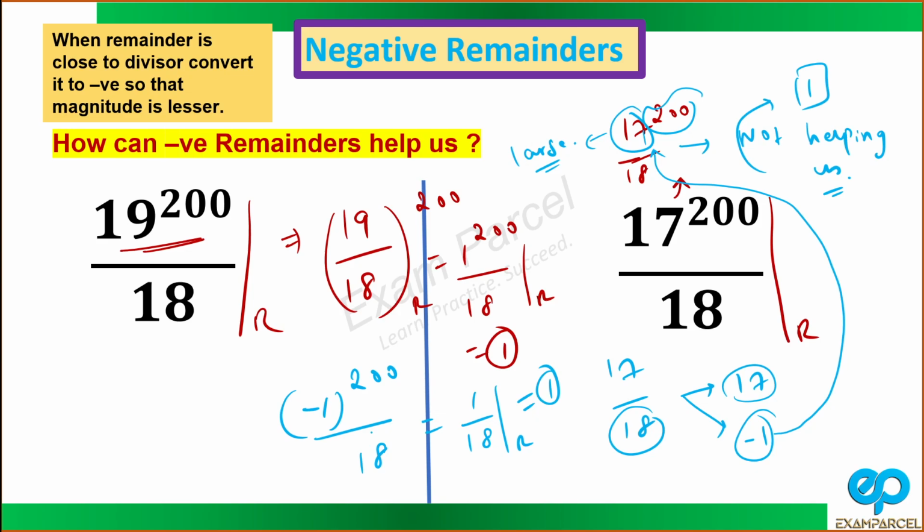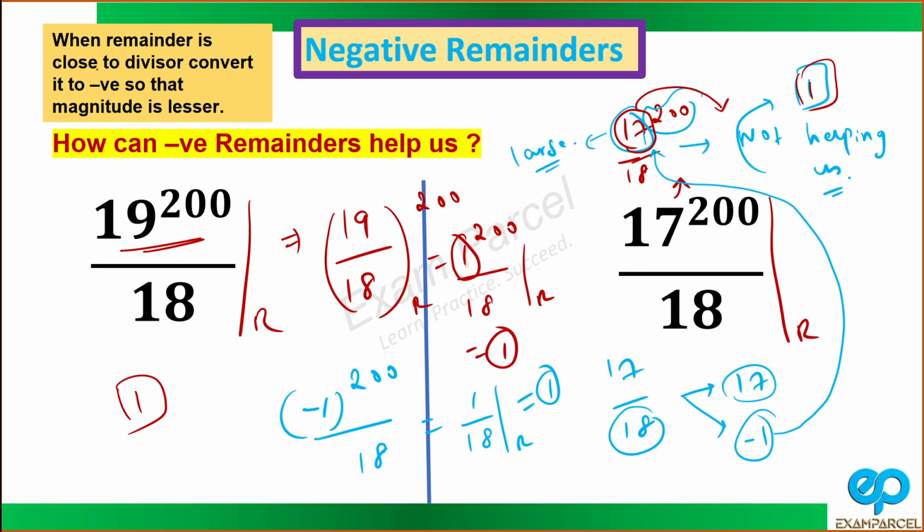I hope this is clear to you. So in this question we got our answer as 1, and in this question also we got our answer as 1, right? But the difference in the approach was very clear. This was very easy for us. Why? Because we got a positive remainder of 1. But here the positive remainder was so big that it was of no use for us in calculations. That's why we were forced to convert this to a negative remainder, right? So this is the crux of this negative remainders concept.